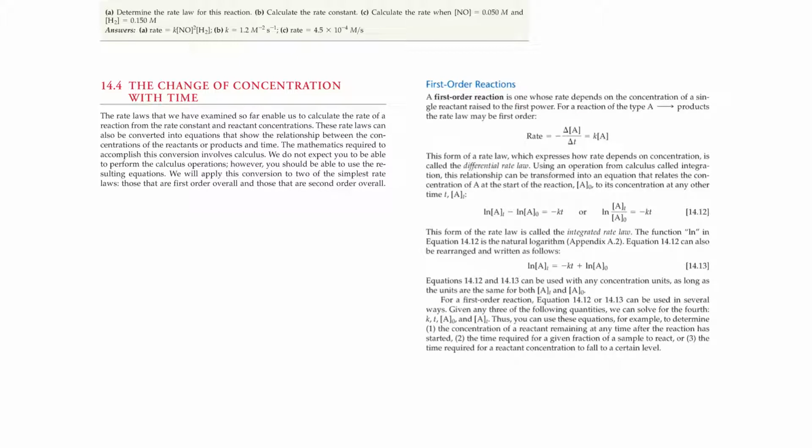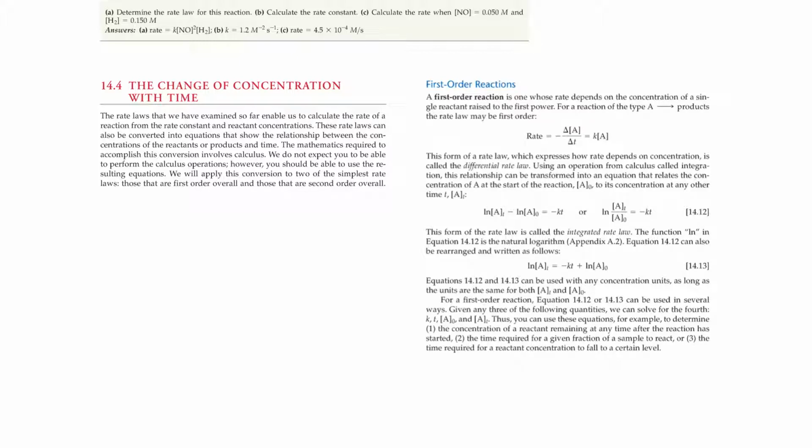Using an equation from calculus called integration, this relationship can be transformed into an equation that relates the concentration of A at the beginning of the reaction, the initial concentration of A, to its concentration at any other time, t. So the natural log of the concentration at any time over its initial concentration is equal to negative kt. This form of the law is called the integrated rate law. The function ln in the equation is called the natural logarithm.